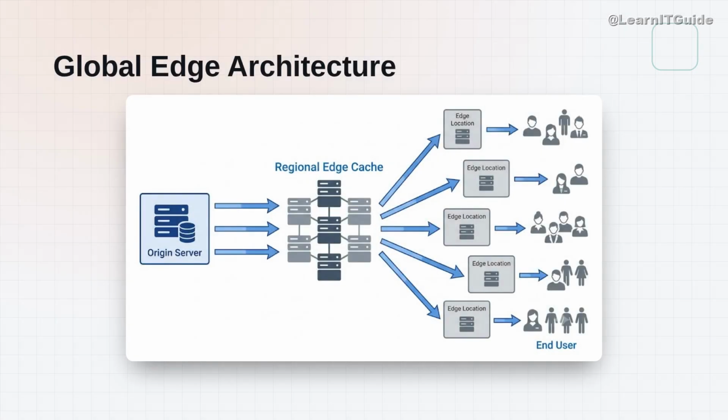How does this work internally? CloudFront uses a three-tier hierarchy. You have your origin server, which is the source of truth. Then you have regional edge caches, which are larger cache clusters that aggregate requests. Finally, you have edge locations, which are the points of presence that users actually hit. This architecture ensures that even if a specific edge location is under heavy load, the regional edge cache acts as a buffer to protect your origin from being overwhelmed.